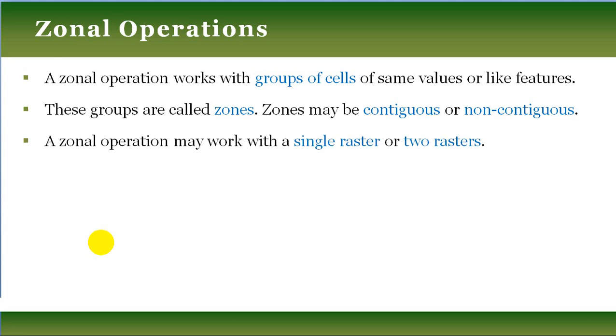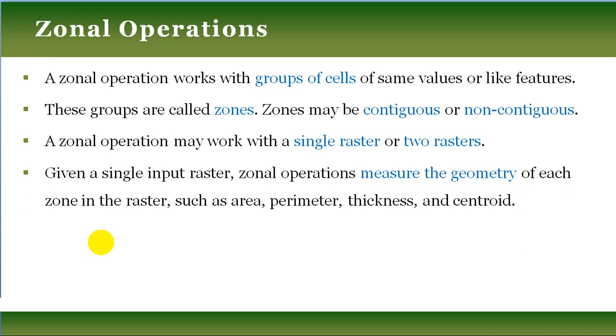A zonal operation may work with a single raster or with two rasters. Given a single raster, when you perform a zonal operation, it basically measures the geometry of each zone in the raster. By measuring geometry, it will calculate the area, perimeter, thickness, and the centroid of the zone.